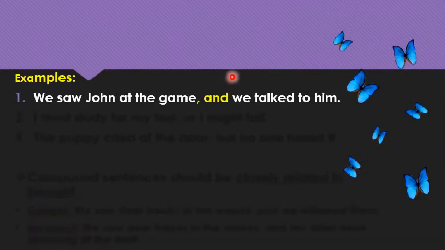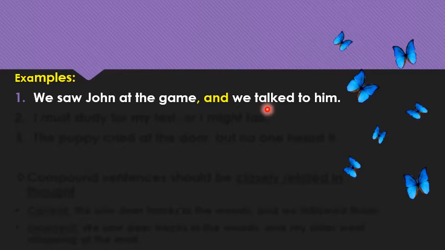Now I shall give you the examples. Look here. We saw John at the game and we talked to him. Now, these examples will help you a lot to know how we use comma and a conjunction in a compound sentence. Now look here. How many sentences do I have here? 2. So I have to join these 2 sentences together in order to make a compound sentence, because a compound sentence is obviously made of 2 sentences together.